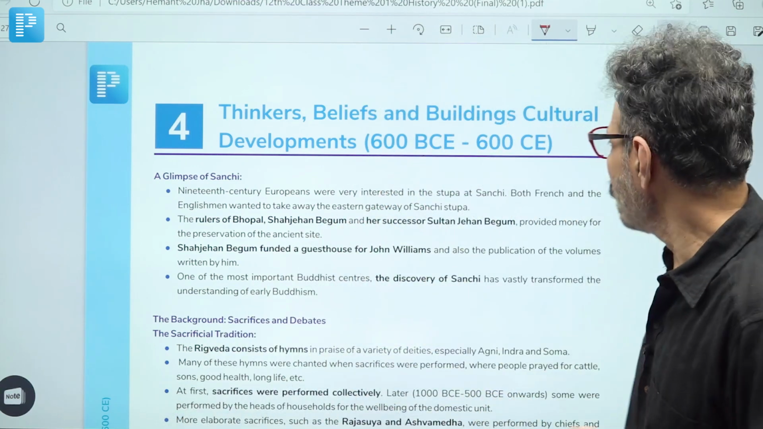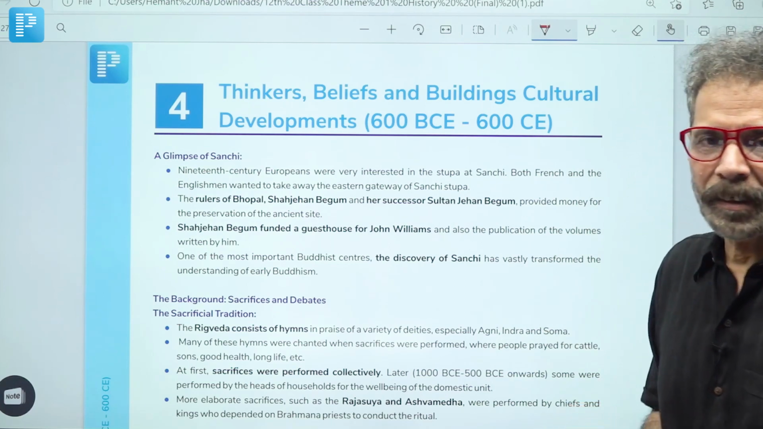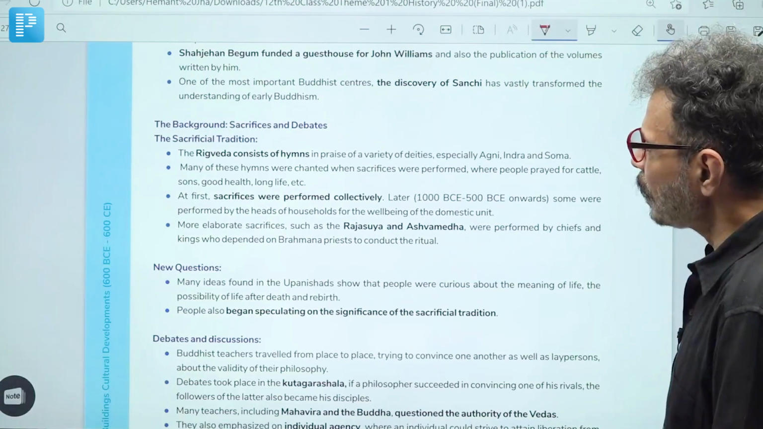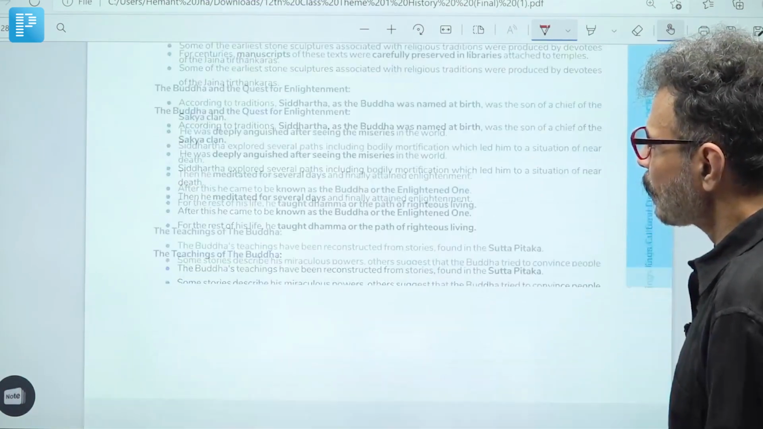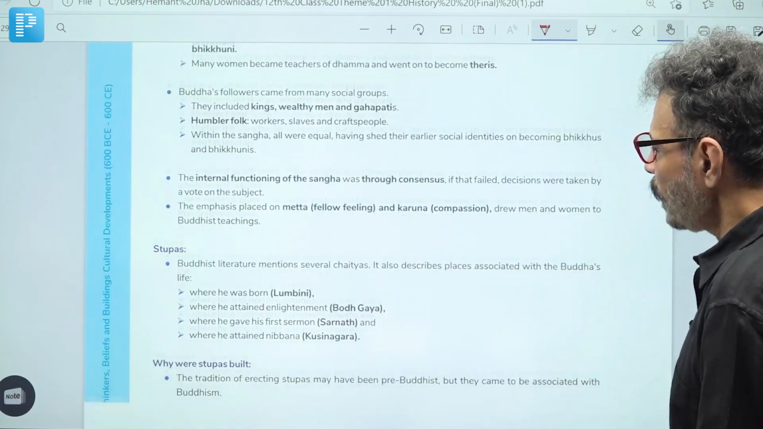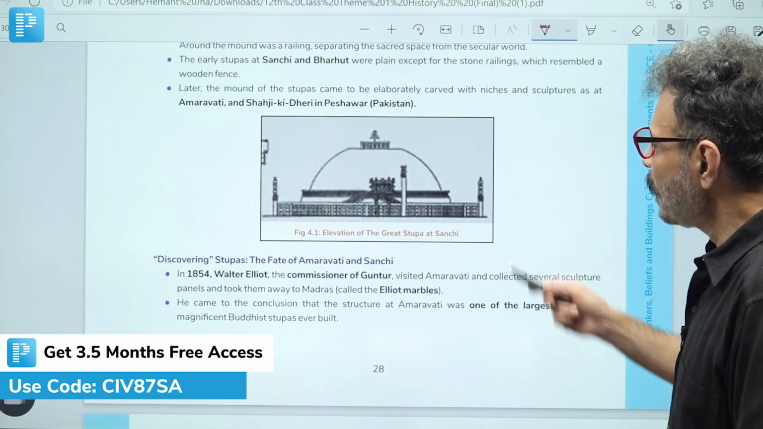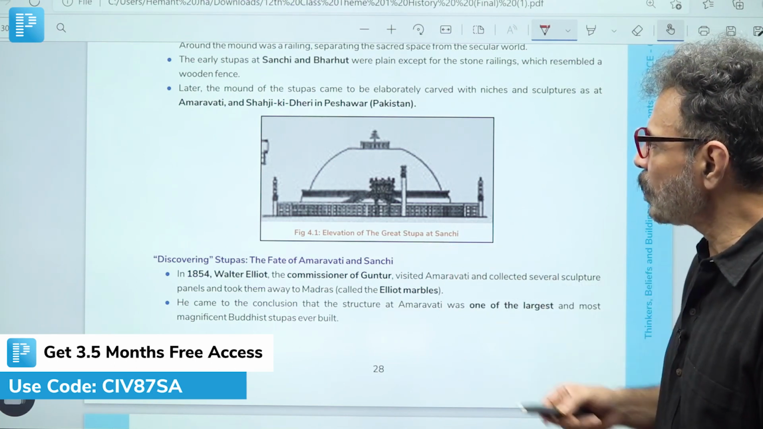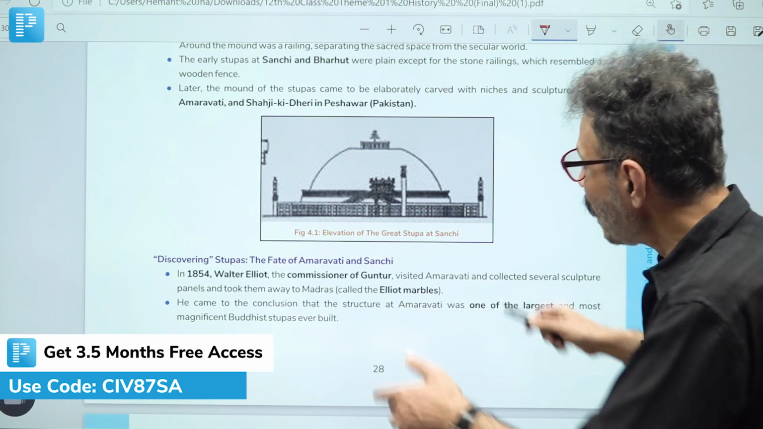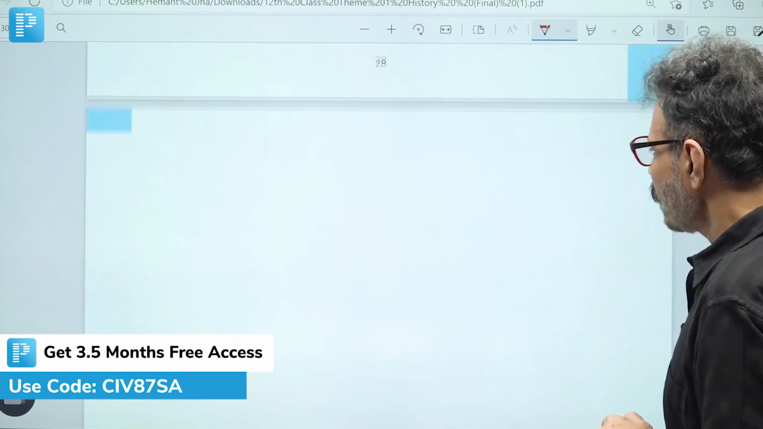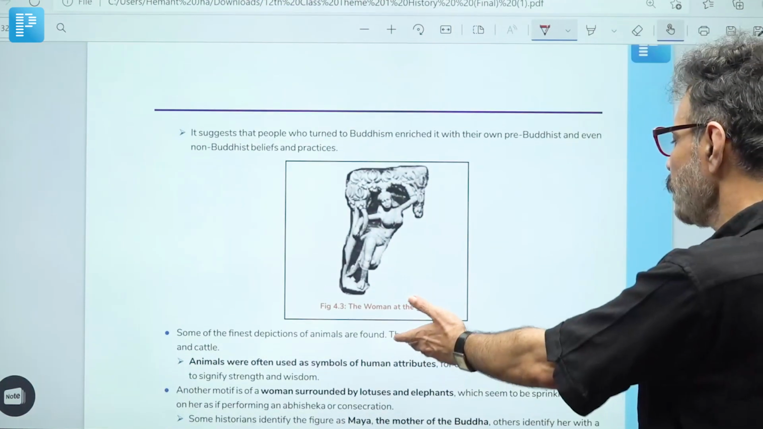So similarly, in chapter 4 also, that is Thinkers, Beliefs and Buildings, Cultural Development, 600 BC to 600 C. Here also you find the similar approach: headings, subheadings, and important information given in bold letters. Apart from that, images also. For example, here see, this is the image of a stupa. This is the image of the Great Stupa at Sanchi. Now this image will give you plenty of information regarding the architectural features of it. In this last chapter, again, you find an image that is a part of the northern gateway of Sanchi Stupa. See again the image, the women at the gate.